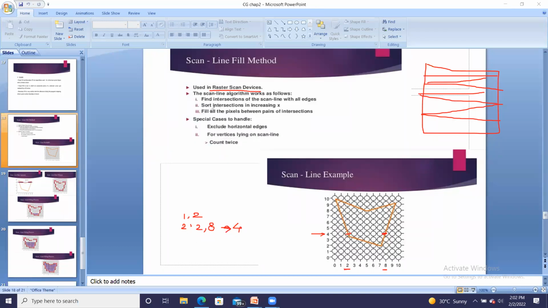Then in the third step, it will pair the intersections. Look, I made a pair of intersections. Here there are only 2 intersections, so I am going to make a pair of them: 2 and 8 form one pair. And fill all the pixels between the pair of intersections. That means color the pixels from 2 to 8. So I am going to color the 3rd pixel, 4th, 5th, 6th and 7th. Okay, so these are the only 3 steps required for the scanline fill method. If I do the same for every scanline, I will get the final result.